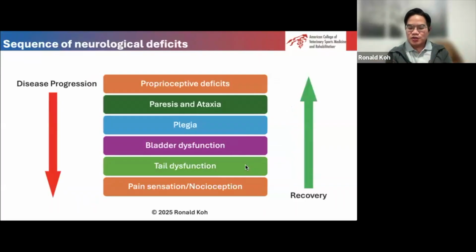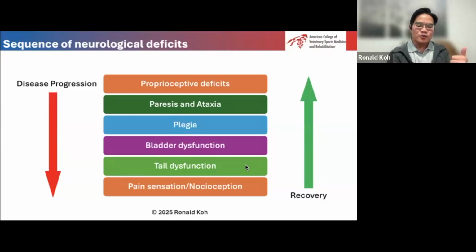Before I get into those exercises, this slide shows a concept that I just mentioned. It's very, very important for both prognosis and rehabilitation sequencing: the order in which the neurologic functions are lost and then how they are regained. Every time a patient has a spinal cord injury, it depends on how severe the compression is.